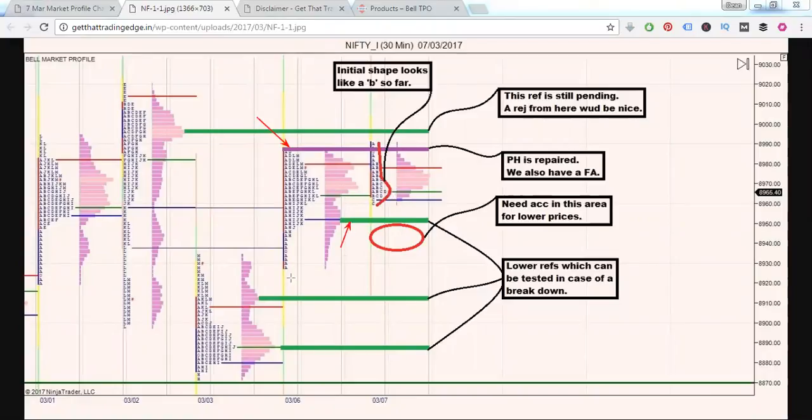Also, this reference was there, and we needed to find acceptance in this zone to actually get some lower follow through. If we had accepted here, then we could have gone down and tested lower references, but clearly none of that happened. So what happens? Let's go ahead.